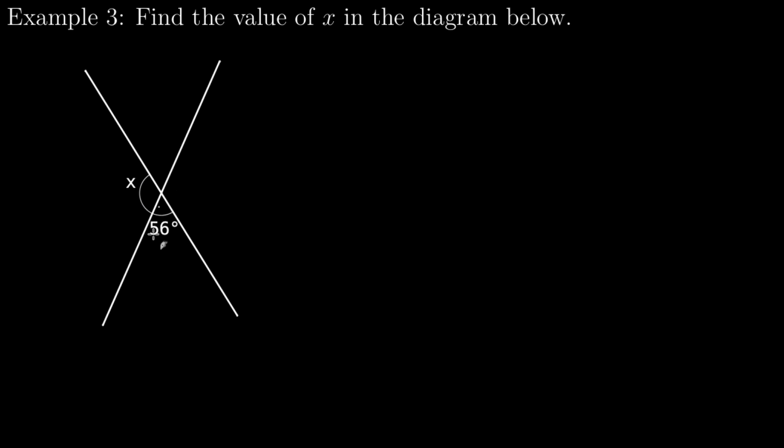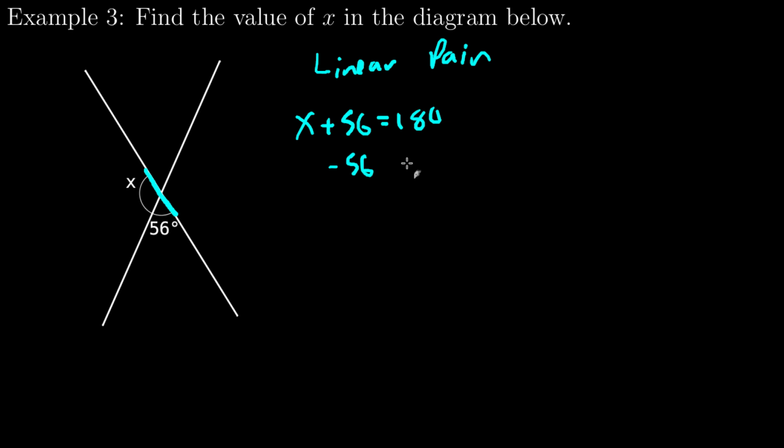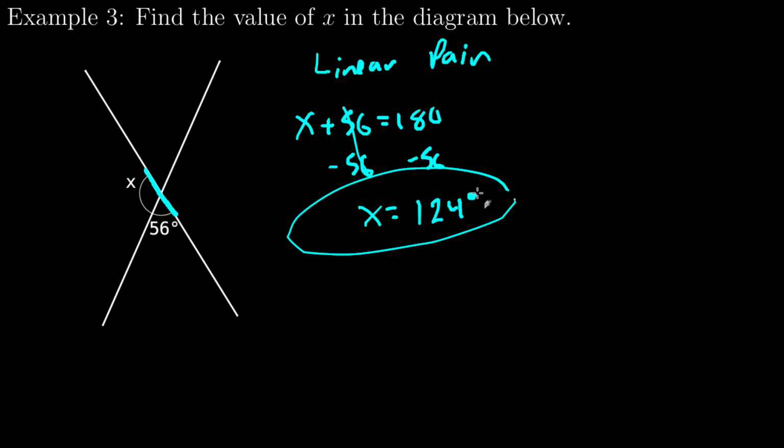Okay, I see crossing lines, but notice, these angles aren't opposite. I don't have X here and 56 degrees there. So these are not vertical angles. These are actually 2 angles that make a straight line. So this is a linear pair. And with a linear pair, we know that they make a straight line. We know a straight angle is 180 degrees. So we get X plus 56 equals 180. I'll subtract 56 from both sides. I get that X is equal to 124 degrees.